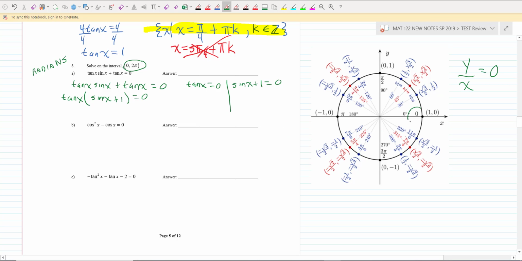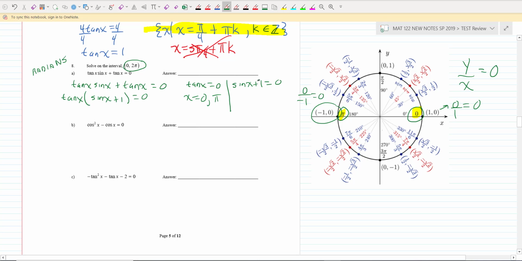So one place that happens is at the point (1, 0), because that would be 0 over 1, or 0. So the tangent of 0 radians is 0. The other place it would happen is this point, where you would have 0 over negative 1 equals 0. So you've got two solutions here, 0 and pi, to this equation. Okay, so that takes care of that.